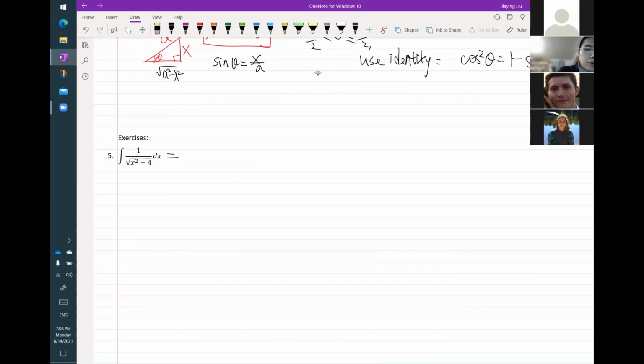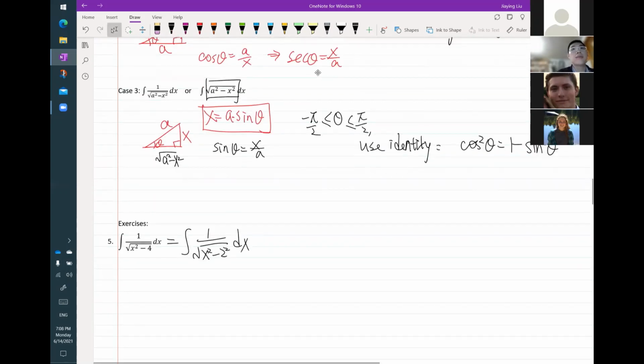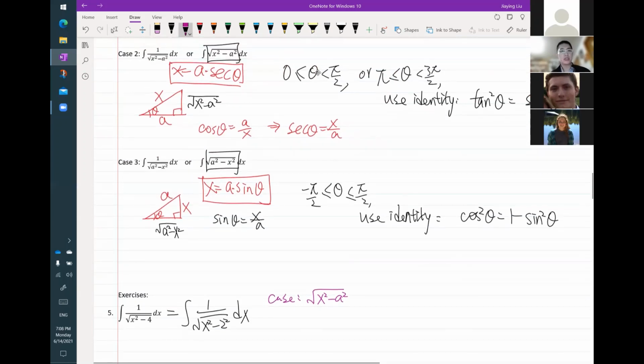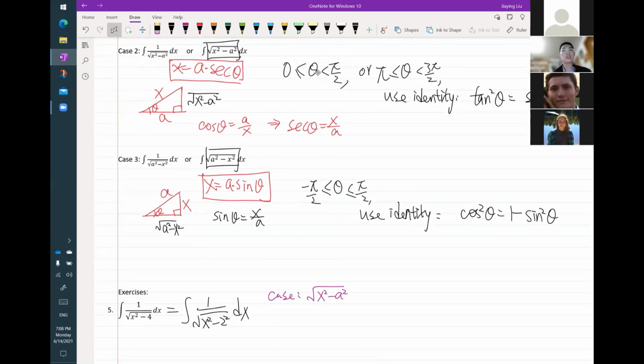That example, if we rewrite it in full, will be the integral of 1 over the square root of x squared minus 2 squared dx, right? So that's like x squared minus a squared in the denominator case. So this is a case with the square root of x squared minus a squared. Well, if we have this case, I believe it's the second case, right? x squared minus a squared.